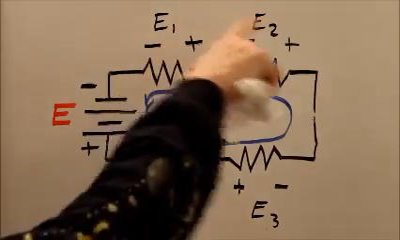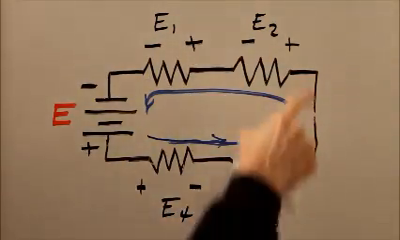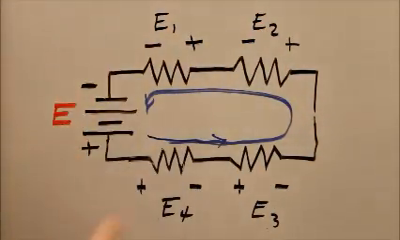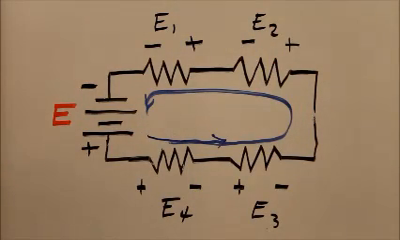But the question asks us, if we take these polarities into account and add up all of these voltages, all 5 of them in this example, what will we get? And the answer is that we will get 0. We will get 0 if we take polarity into account.